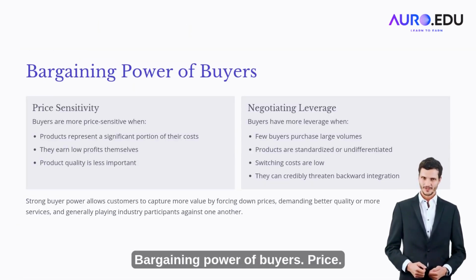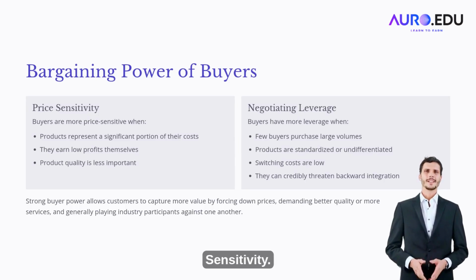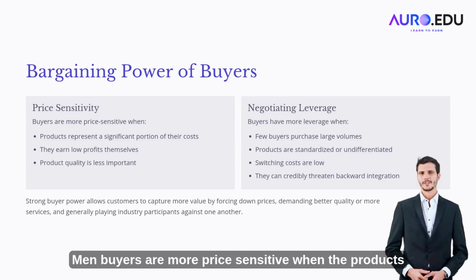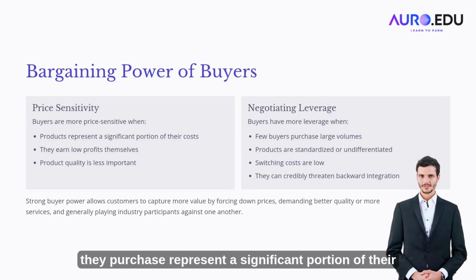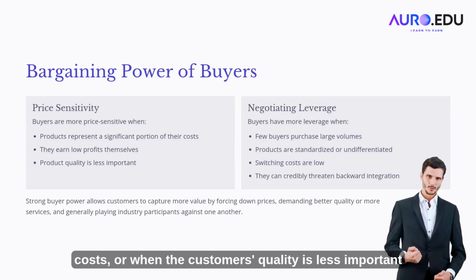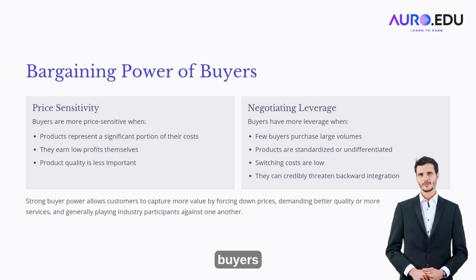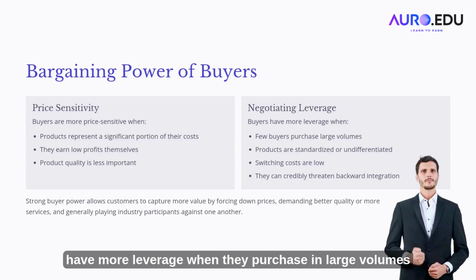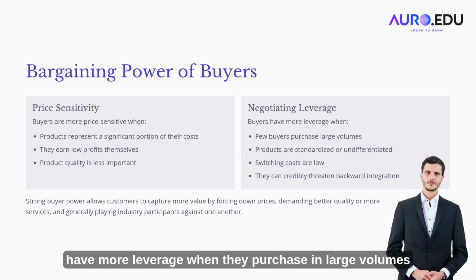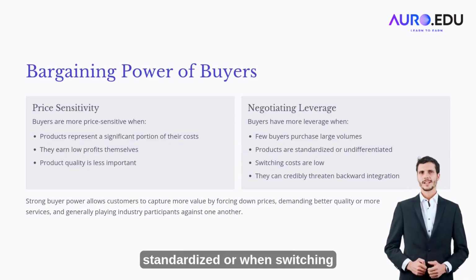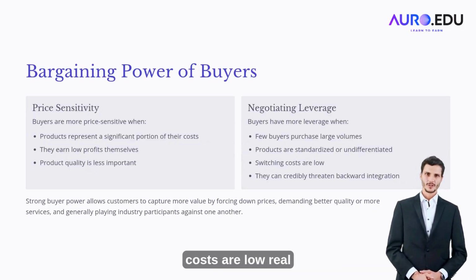Bargaining power of buyers. Price sensitivity. Buyers are more price sensitive when the products they purchase represent a significant portion of their costs, or when the quality is less important. Negotiating leverage. Buyers have more leverage when they purchase in large volumes, when products are standardized, or when switching costs are low.